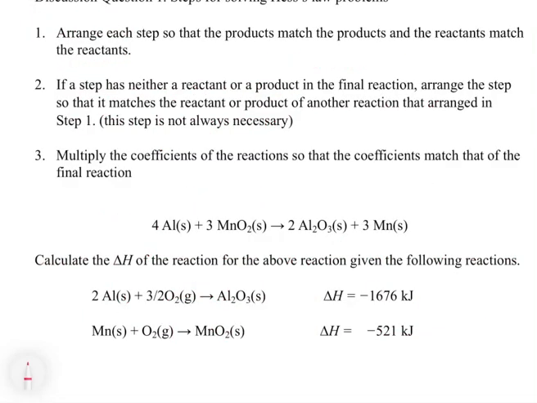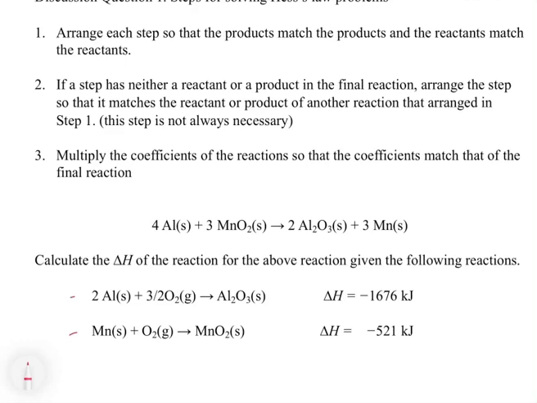In this slide, we have some steps that will allow us to go about doing Hess's Law in a systematic way. So the first step says arrange each step so that the products match the products and the reactants match the reactants. So what we want to do is take a look at each one of these steps, and make sure that the products are on the product side and the reactants are on the reactant side.